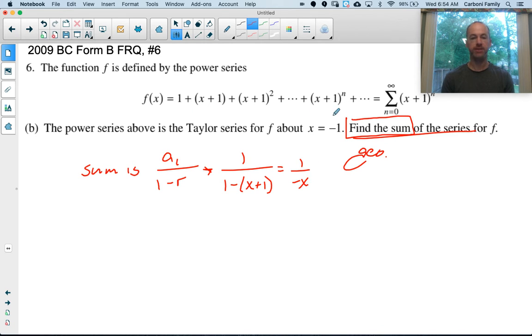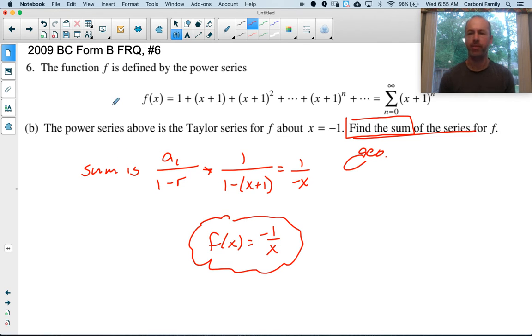So there is the sum of the series. And this shows up later in part C and D, but the sum of the series actually would be the function f. So we now actually have a traditional function for x. So f of x actually ends up just being negative 1 over x. It doesn't come into play for this one. However, it does help you with either part C or D. I can't remember which one.